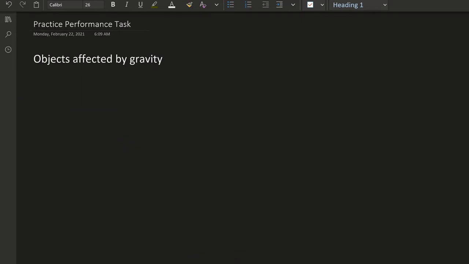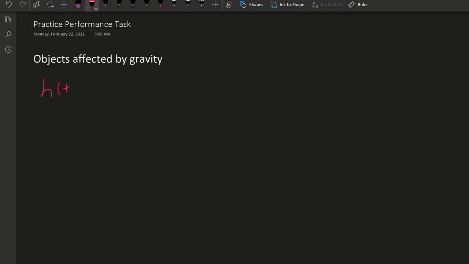Fellow students, welcome back to Algebra 1B. Today we're going to get ready for our summative performance task for Unit 8, Graphing Quadratic Equations. And today we're going to introduce an equation that's going to come up a lot in future chapters, and that is the objects affected by gravity formula. So, any object that is affected by gravity can be shown with the following equation.